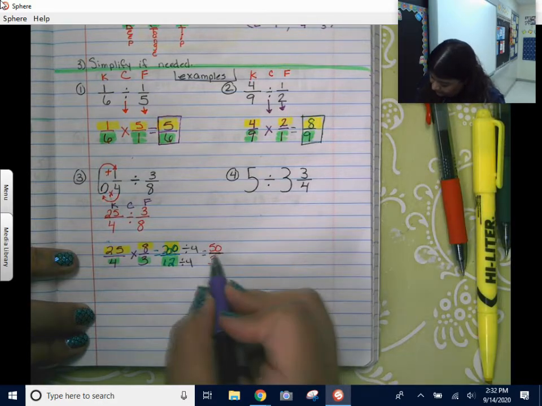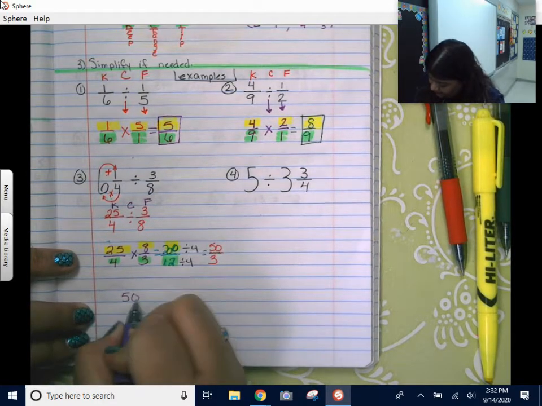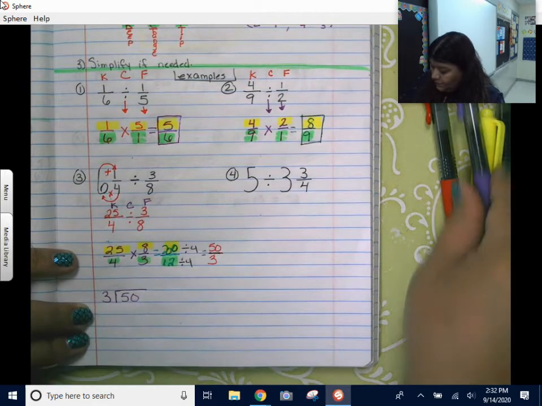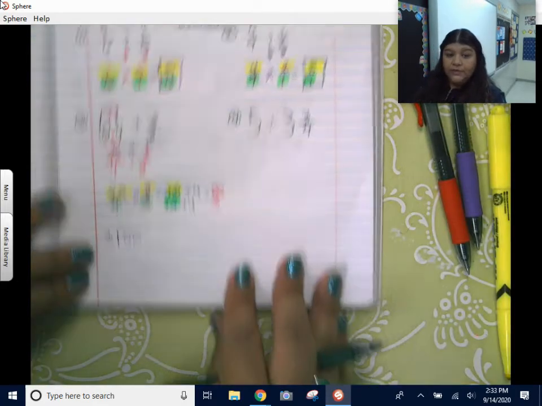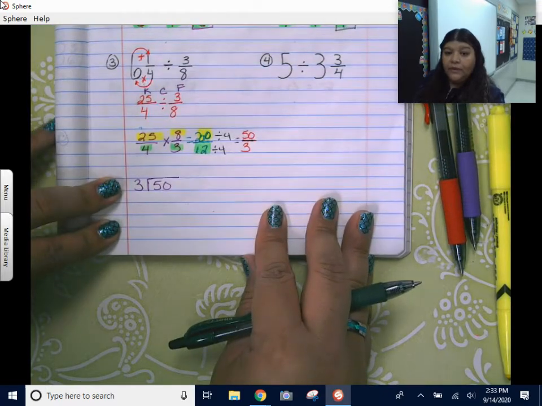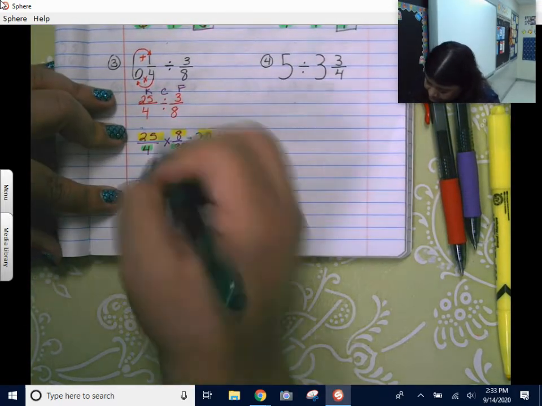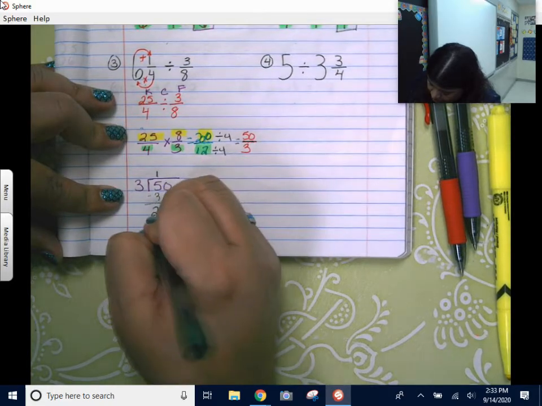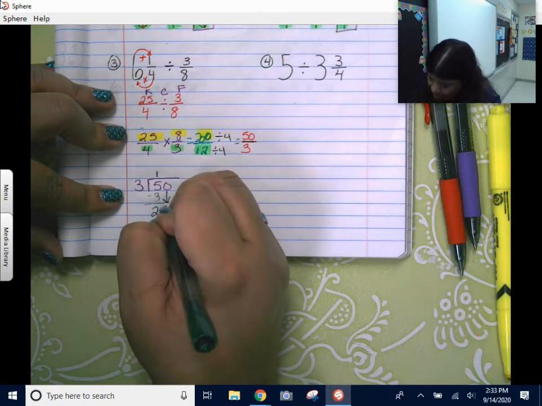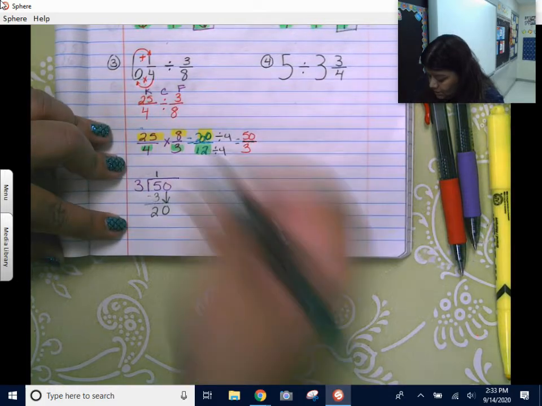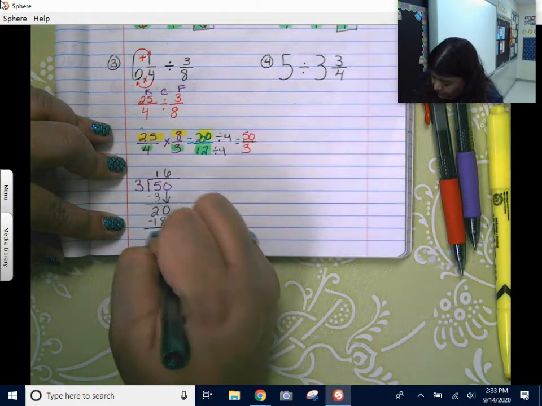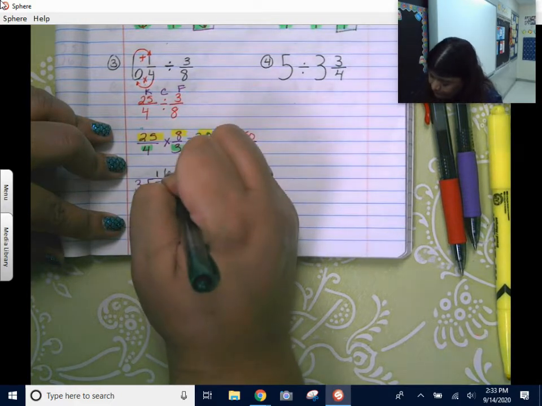So I'm going to divide 50 divided by 3. Let's see how many whole numbers we can get out of here. I'm going to move this up so you can see a little bit better. So 3 goes into 5 one time. 2, bring down your 0. 3 goes into 20 6 times. And I have remainder 2.